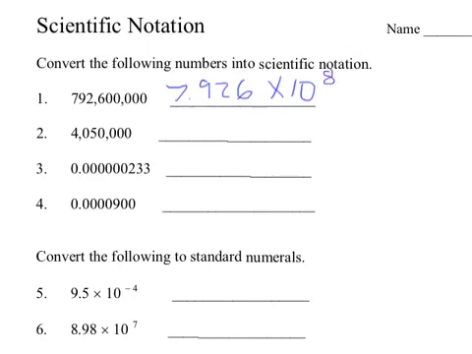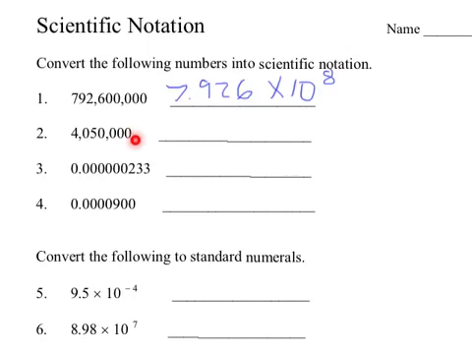So what we find is this exponent of 10 tells me how many times I moved the decimal. I had to move it 8 times to get it from here to here. It is not, I repeat, not a count of how many zeros there are. There's only 6 zeros, but I moved the decimal 8 times. So let's look at the next one.